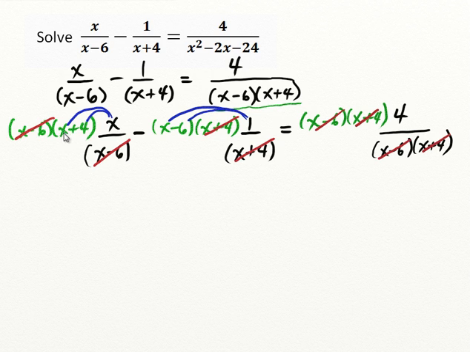So x times x is x squared. x times positive 4 is plus 4x. 1 times x is x, so we are subtracting an x. 1 times negative 6 is negative 6, and we are subtracting negative 6, so that's add 6, and then equals, and we've just got the 4.